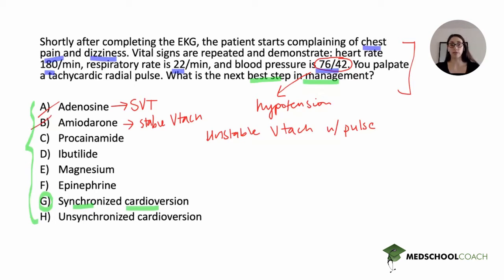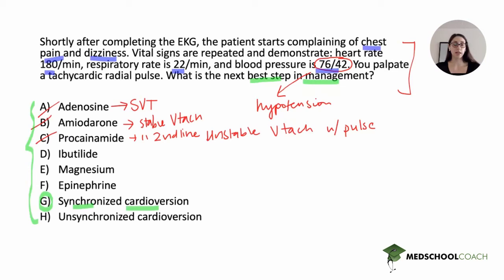Procainamide. So here's another antiarrhythmic that sounds like it could be right. Well, procainamide might be a good option as a second line agent after amiodarone if amiodarone doesn't work, but it's never going to be first line for VTAC, and it's certainly not going to be first line in unstable VTAC. So it's going to be a second line agent for stable VTAC. It's never going to be the right answer unless they've already told you that they've tried amiodarone.